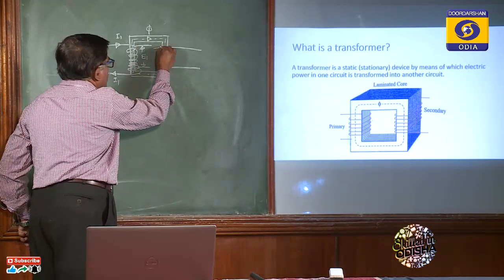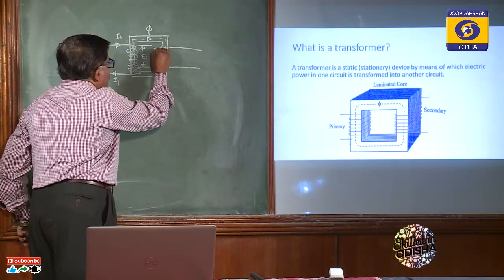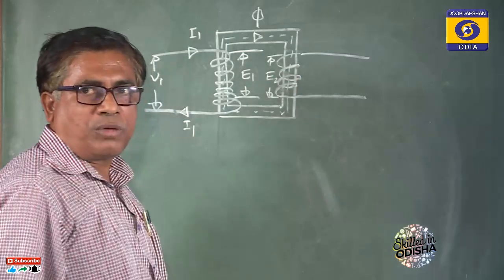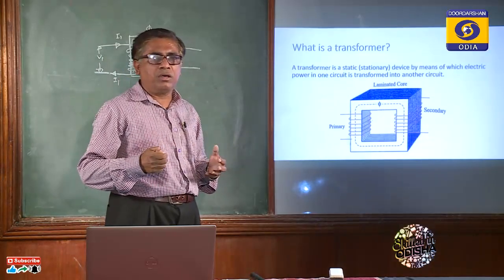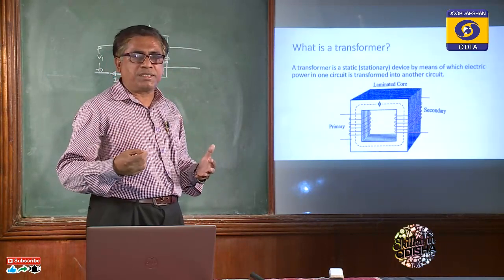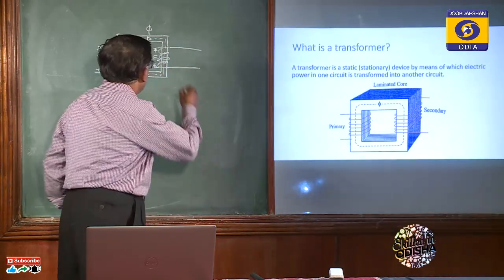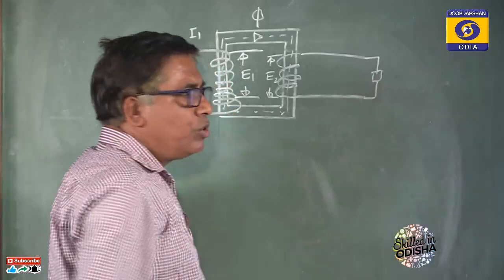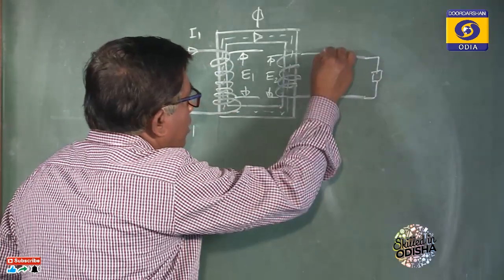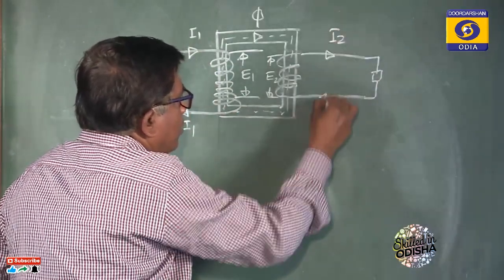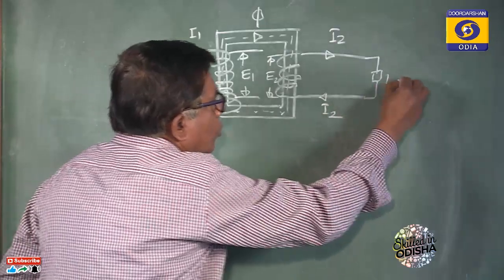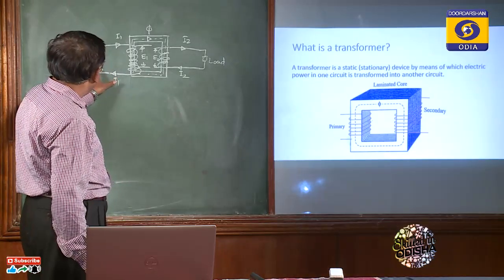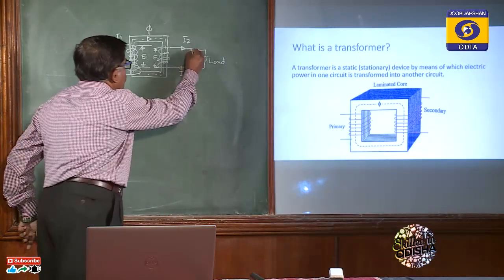As it is mutual induction, a voltage will be induced in the secondary winding. Already you have studied your single phase transformer and three phase transformer. Now if I connect a load here, due to dot convention, current will flow here. This is your load. So V1 is your input supply and V2 is your output supply.